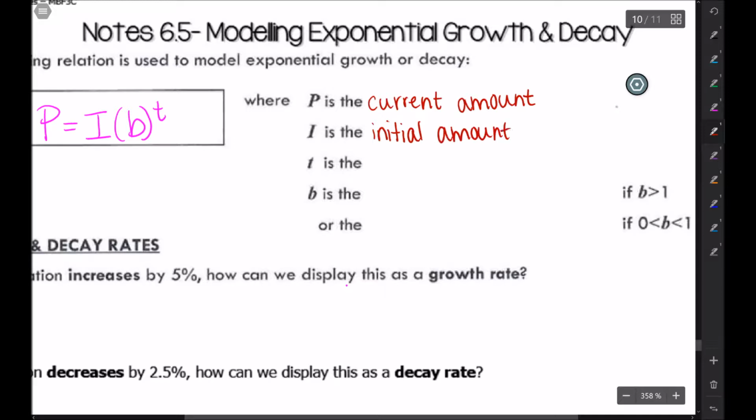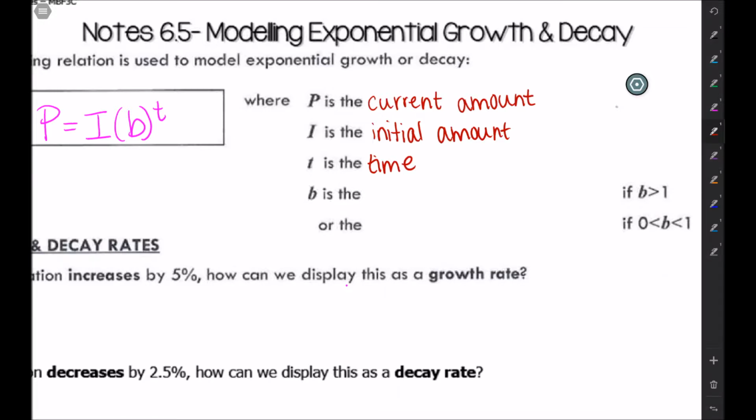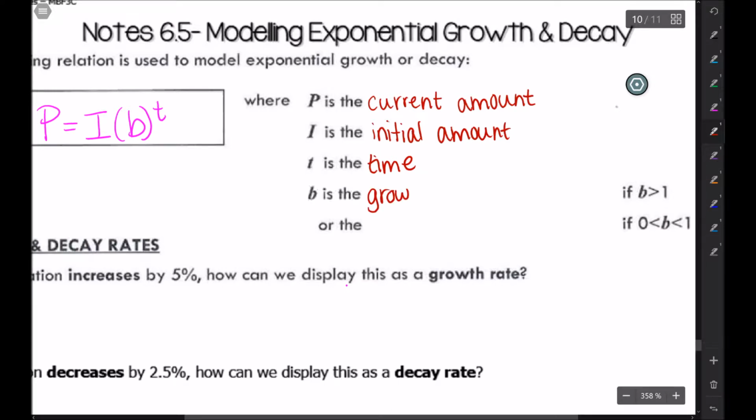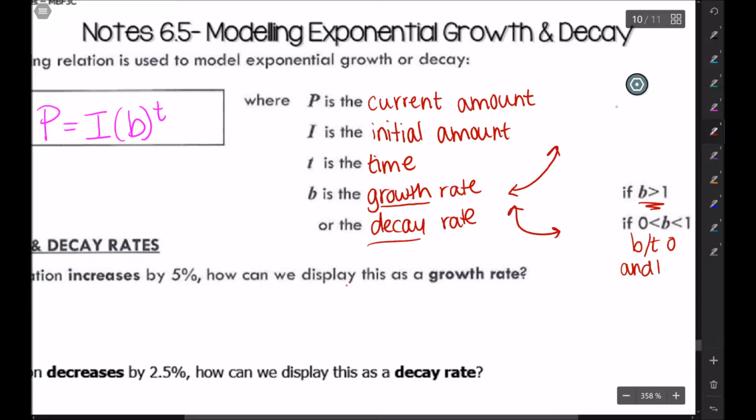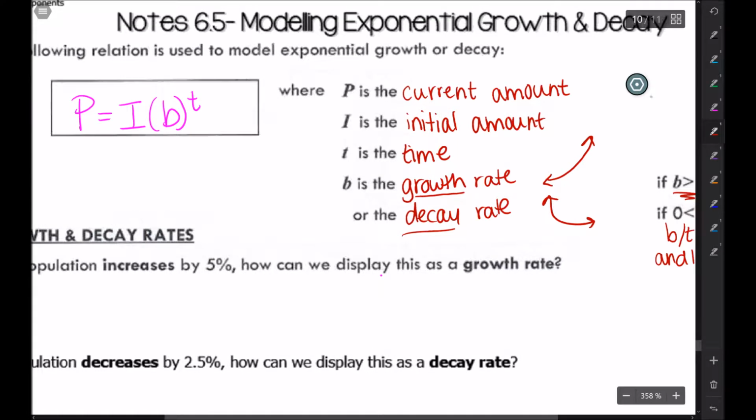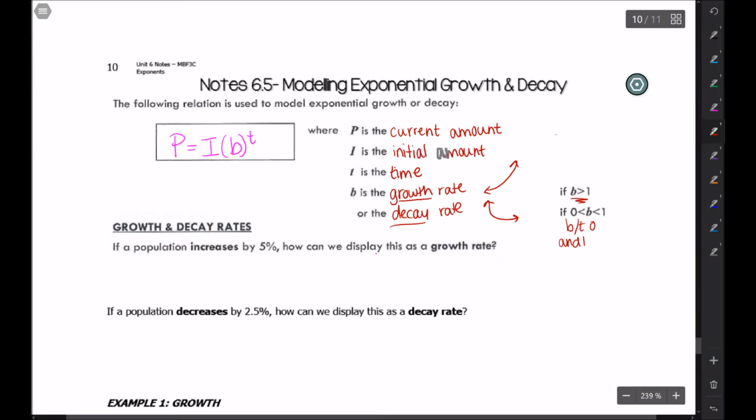Okay, T is the time that it takes to grow or decay. Okay. B is called the growth rate, but it's only called the growth rate if B is greater than 1. But if B is between 0 and 1, this is called a decay rate. And just a reminder that growth means that it's increasing and decay means that it is decreasing. Okay, so let's go ahead and take a look at an example right here.